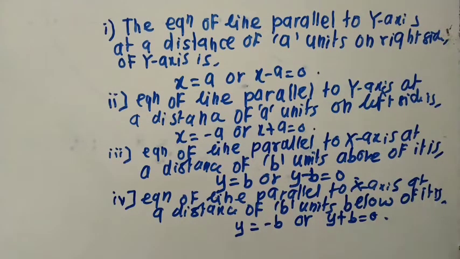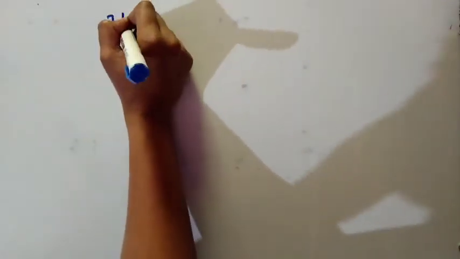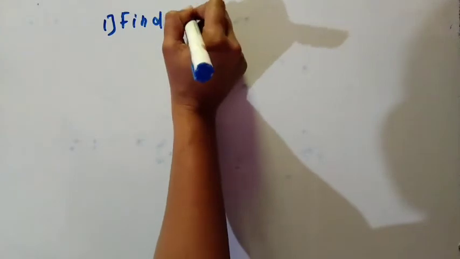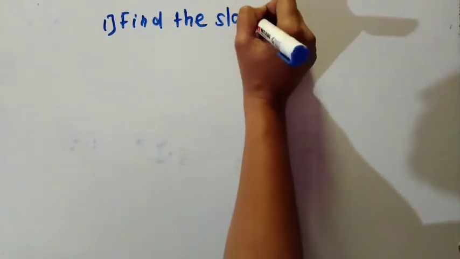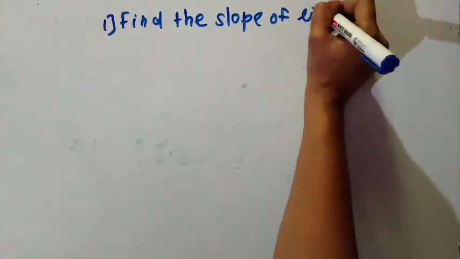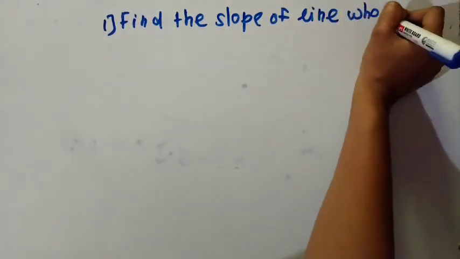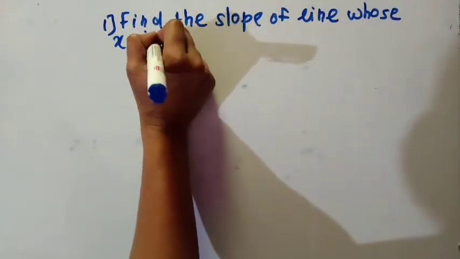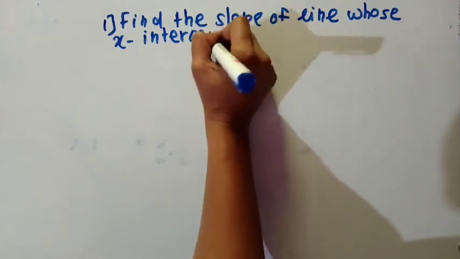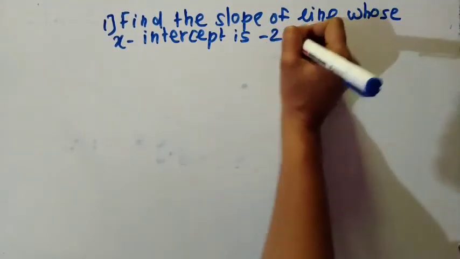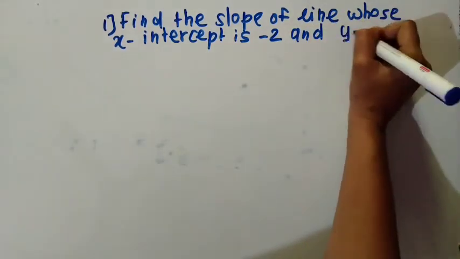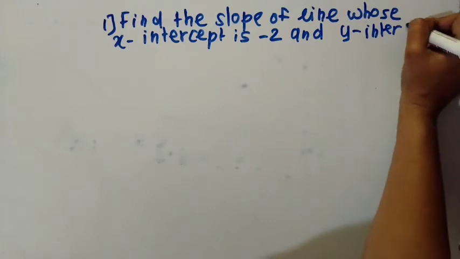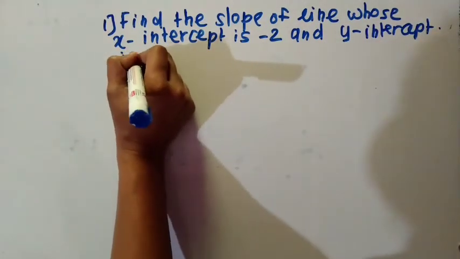Then we give first example. Find the slope of line whose x-intercept is minus 2 and y-intercept is 3.